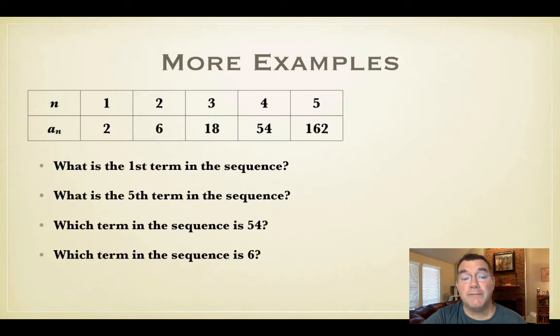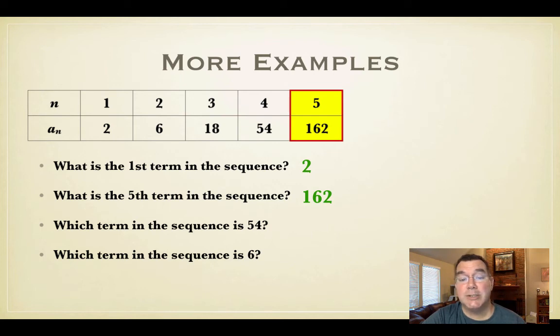If I wanted to know what the first term was in this sequence, I would look for the number 1 in the first row. And underneath it is the number 2. That means that the first term in this sequence is 2. What is the fifth term in this sequence? Well, that's n, so I need to look up 5 in the n row, and underneath it is 162. That means that 162 is the fifth term.